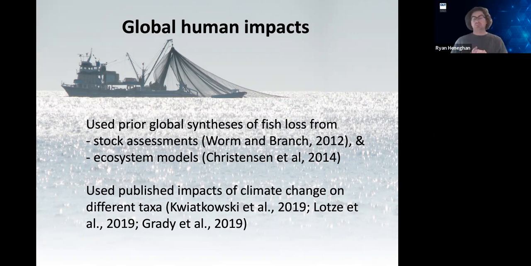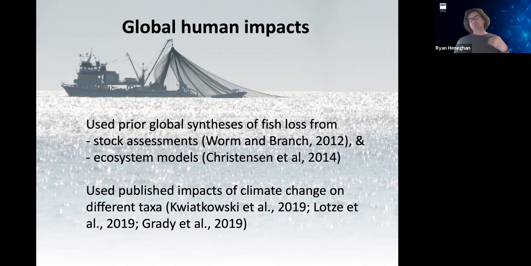So the Christensen et al. and a few others as well. That was to get an estimate of fish loss. We also looked at published impacts of climate change on different taxa. Kwiatkowski gives estimates on lower trophic levels from Earth system models, Lotze et al. and Brady on higher trophic levels using marine ecosystem models.